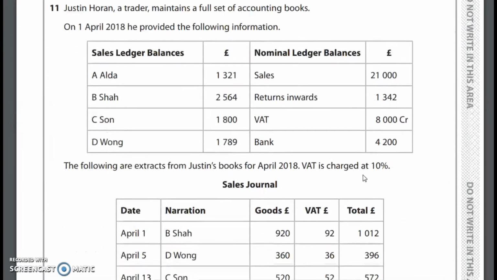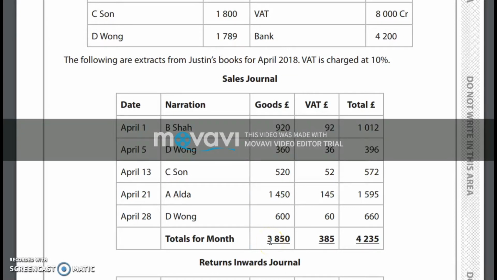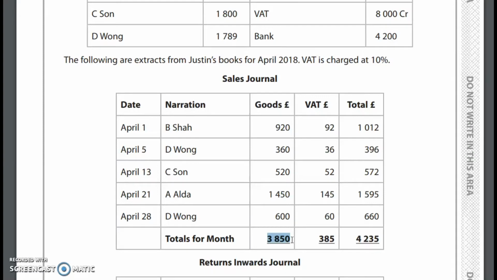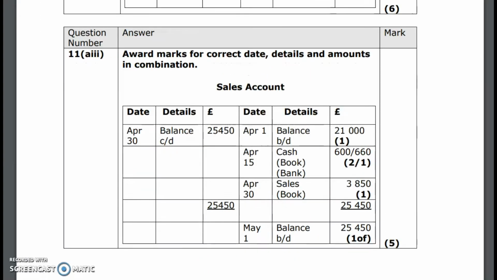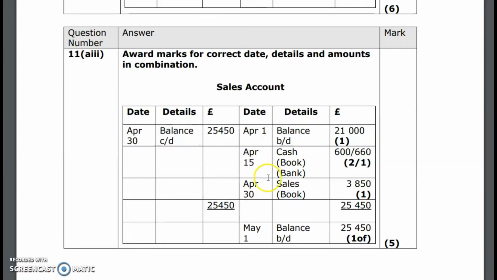Next, after entering the opening balance, we take the total of the sales journal. Now we have to be very careful because we only take the total of the goods column for the sales account. So when sales increases, income increases. Therefore, sales account should be credited with this total. So it will be credited on April 30th as sales 3,850. So once again, as I said in the previous question, when you have a transaction entered at the end of the month, always leave space for any other transactions and enter it.